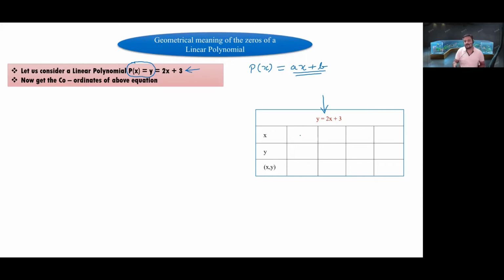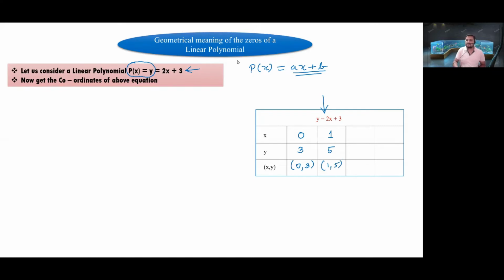तो सपोज मैं अगर x के जगह पे 0 पुट करता हूँ इस इक्वेशन में तो y क्या हो जाएगा? Y will be equal to 3. So what is my first coordinate? It is (0,3). सपोज मैं x के जगह पे 1 पुट करता हूँ, so what is my y coordinate? 2 into 1 is 2, 2 plus 3 is 5. So (1,5) is my second coordinate.